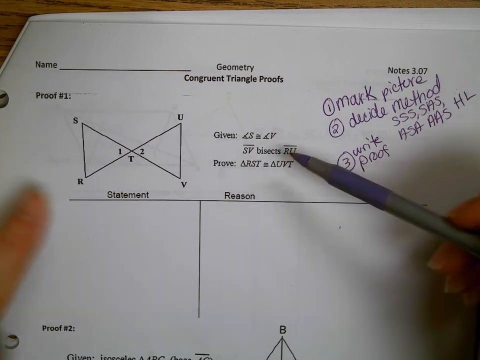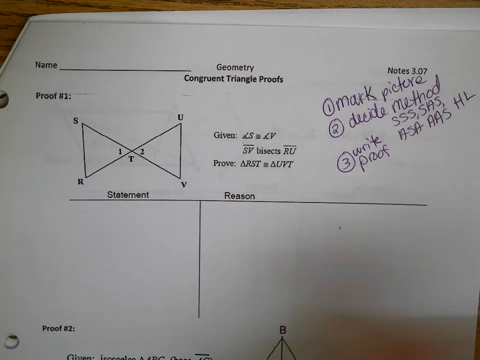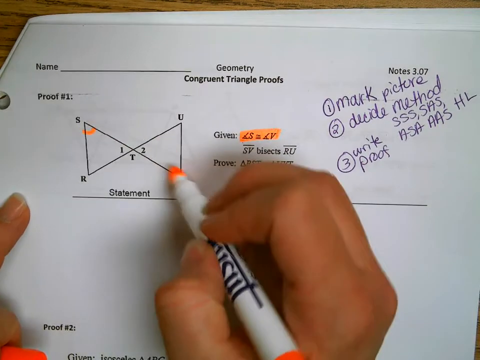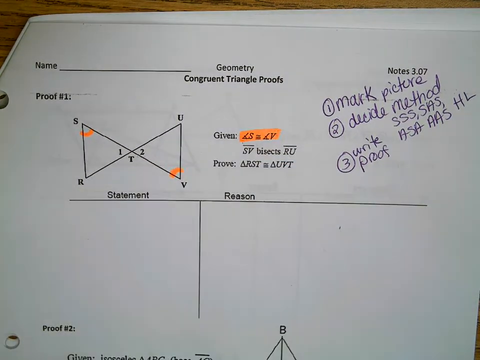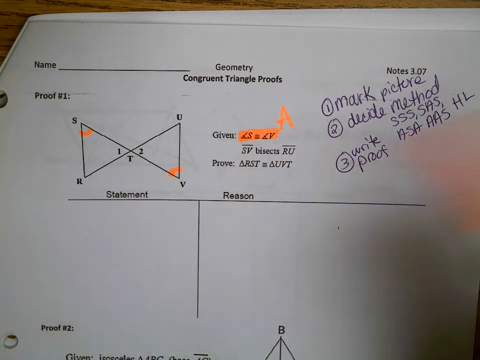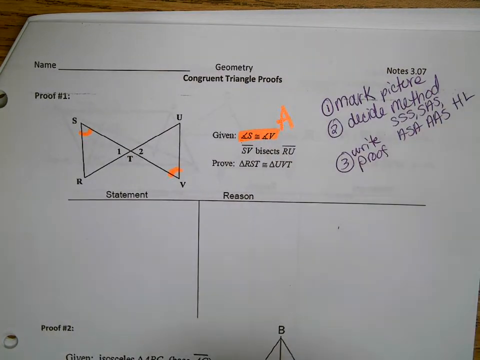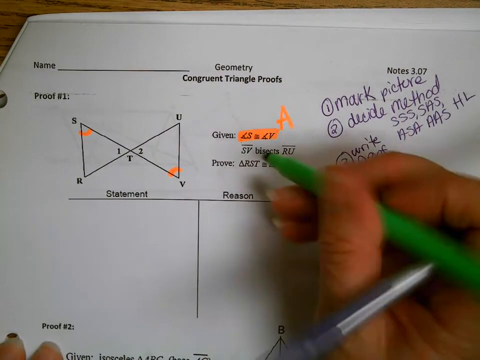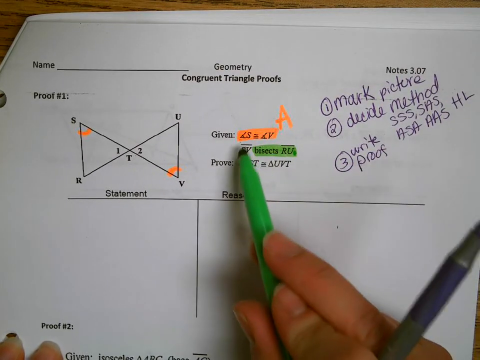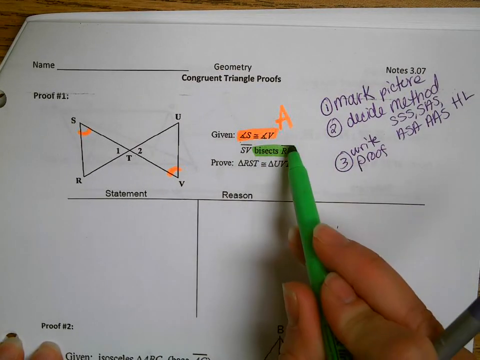So looking here at our picture, angle S is congruent to angle V. And I'm going to use my highlighters to help here visually. So angle S is congruent to angle V. That gives us a set of equal angles. The next piece, SV bisects RU. Now I'm going to read that again actually. Segment SV bisects segment RU.